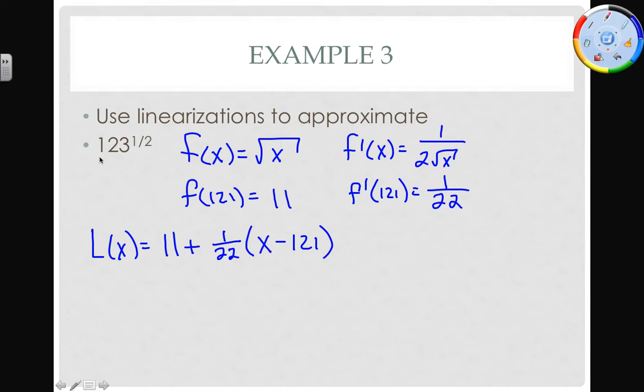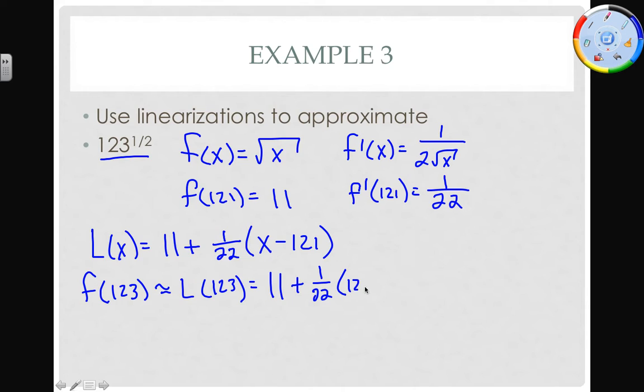And then if I want to figure out the question being asked now, I can say, okay, f of 123 is approximately equal to the linearization of 123, which is pretty simply 11 plus 1 over 22 times 123 minus 121. This is now just plugging in x values, by the way, which is 11. If you did this, this is 2 in the parentheses. So 2 over 22 is 1 over 11. You may or may not know that 1 over 11 is actually a pretty cool decimal. It's 11.090909.